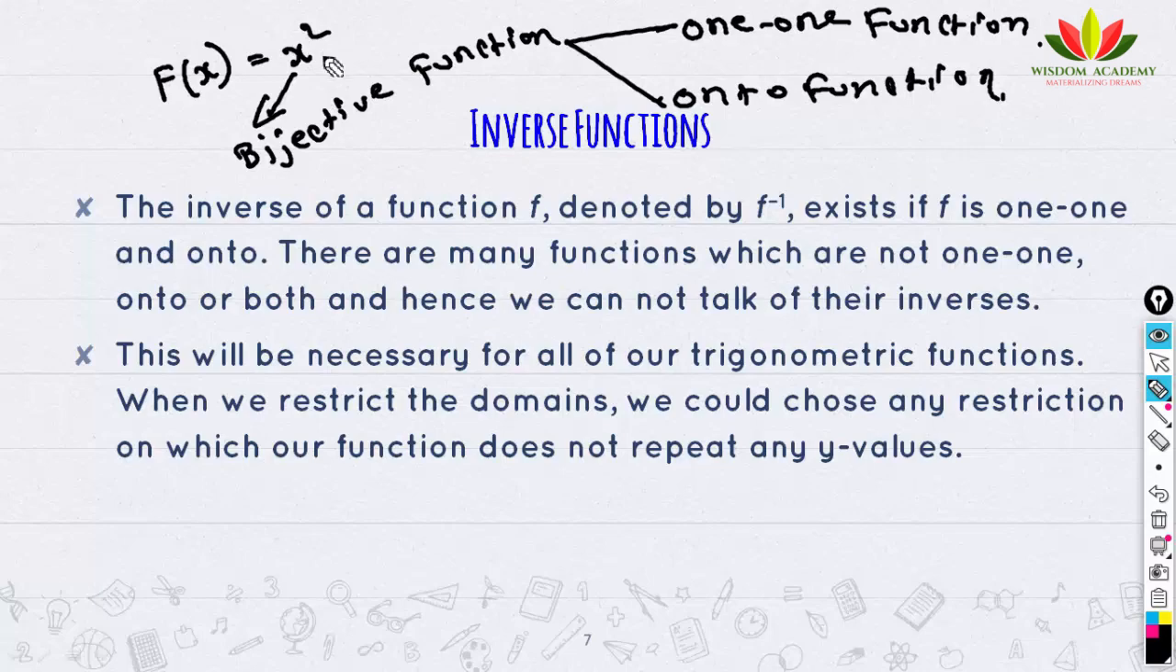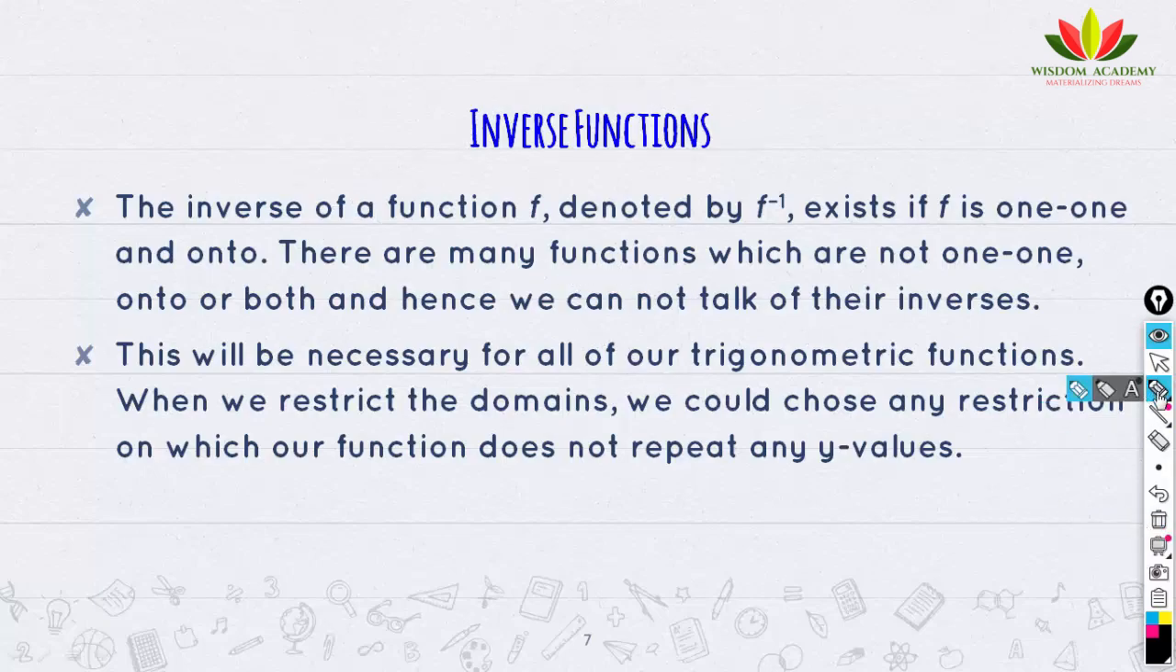Definitely x square is not a bijective function, because the answer 4 can be taken for 2 and -2, right? So it cannot be a bijective function. If a function is not bijective, then we normally call it not invertible. I hope you are remembering this. Not invertible means it doesn't have any inverse. Now I will take my trigonometric functions one by one.